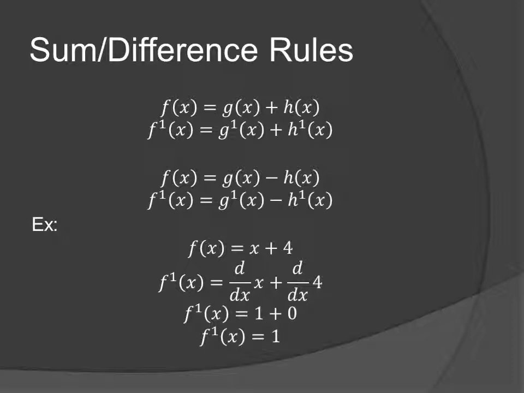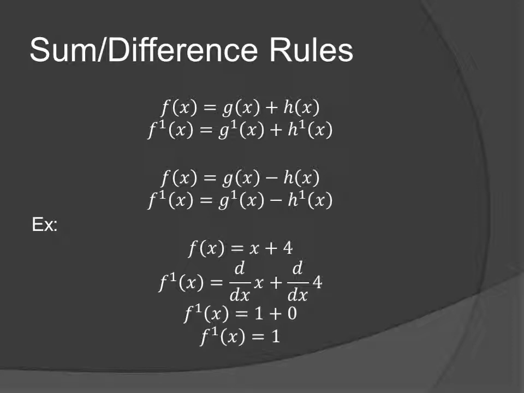Another rule is the sum and the difference rule. This rule states that if f of x is equal to g of x plus h of x, then the derivative is equal to the derivative of g of x plus the derivative of h of x. The difference rule works the same way. So if f of x is equal to g of x minus h of x, then you take the derivative of g of x minus the derivative of h of x.